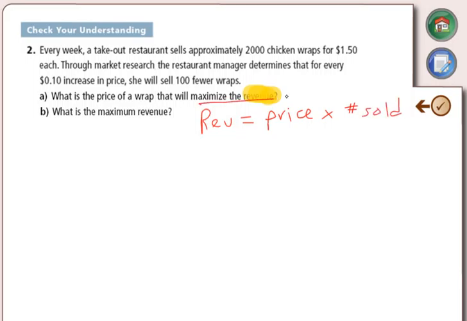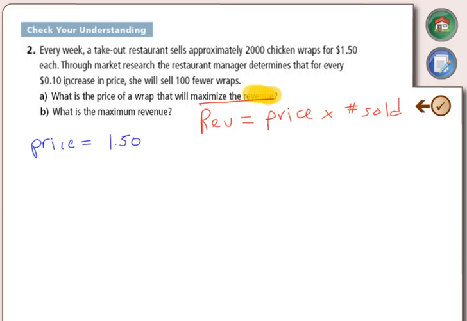And we're trying to maximize revenue. That means I need a revenue equation with only one variable to find the vertex. Well, let's figure out how we're going to find the price. First of all, the price is $1.50.